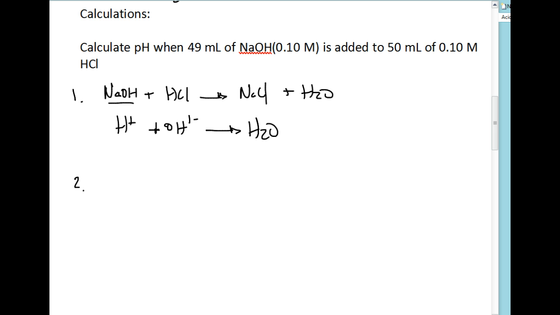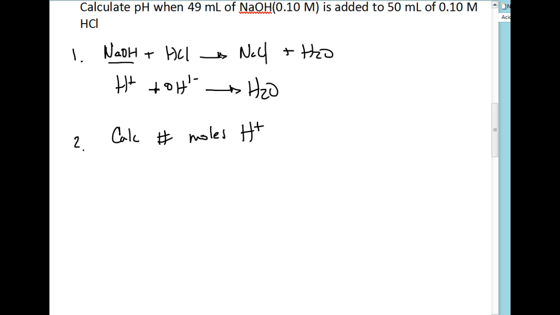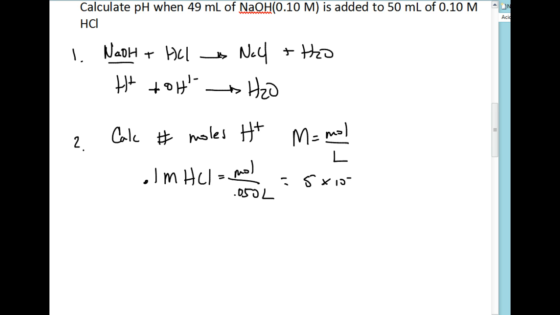It's balanced. Number 2, let's calculate the number of moles of our hydrogen ion, or our HCl. We're going to do this using the molarity formula. Molarity equals moles per liter. It told us up above that we have a 0.1 molar HCl solution, and we had 50 milliliters, which I'm going to convert to liters by dividing by 1,000. That lets me know that I have 5 times 10 to the negative 3rd moles of my hydrogen ion. We're going to do the same exact thing.